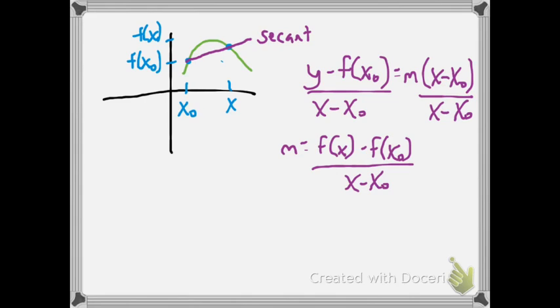But I want to find the slope of the tangent line at my point x sub 0. So I have to ask myself, how am I going to do that? I already have my line drawn here with my secant line, so if I can make my second point really close to x sub 0, I'll essentially have a tangent line, and I can use this formula to find its slope.